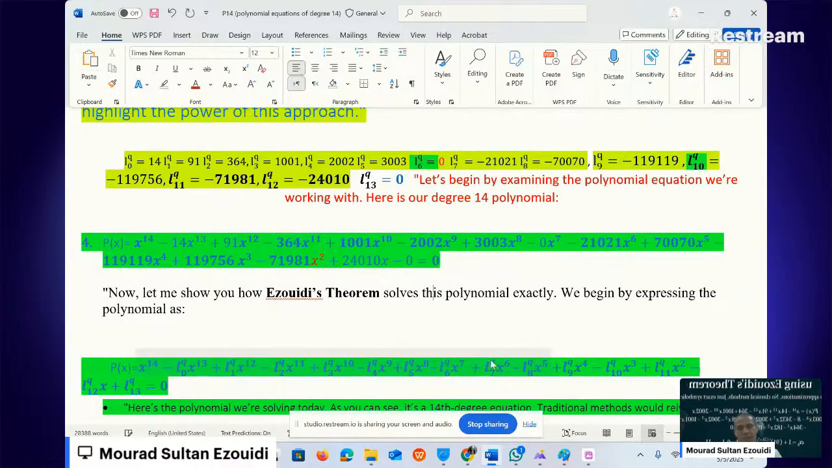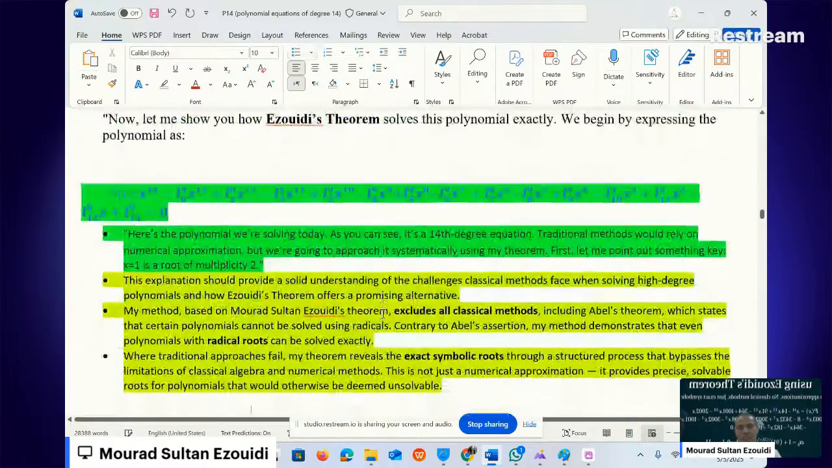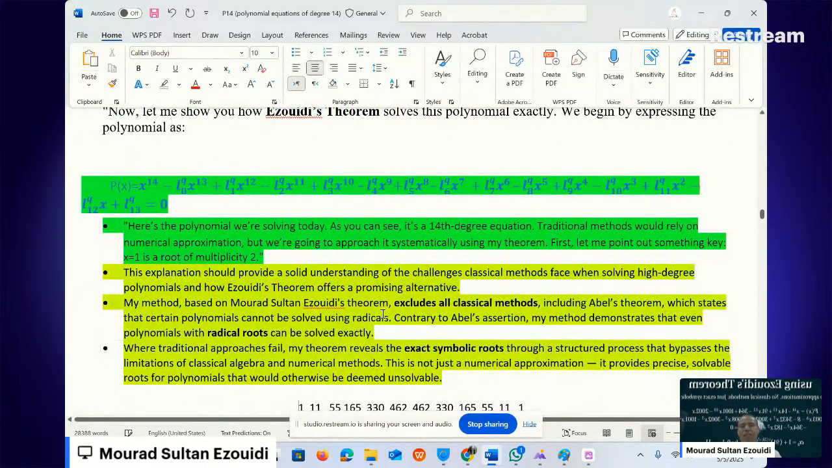Okay, let's start. We told that this is our polynomial to the power 14. Here, my professors, you can see the polynomial we are solving today. As you can see, it's a 14 degree equation. Traditional methods would rely on numerical approximation, but we are going to approach it systematically using my theorem. First, let me point out something key here.